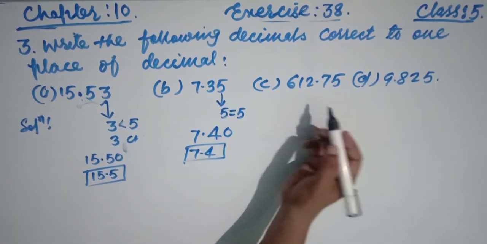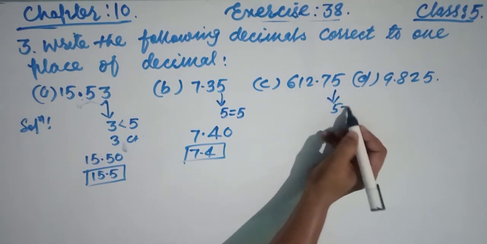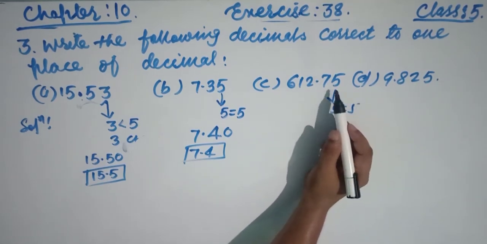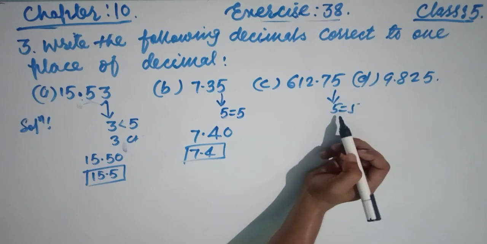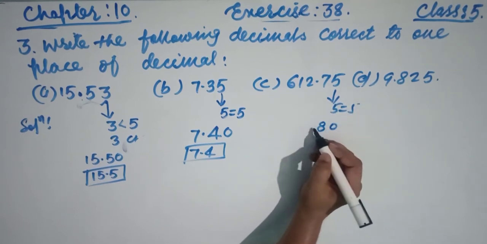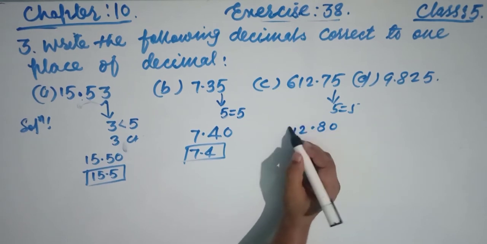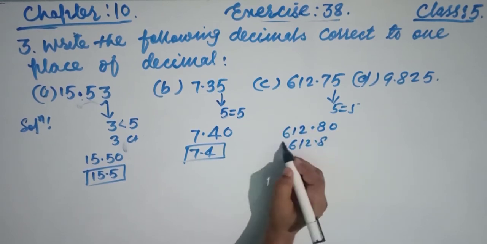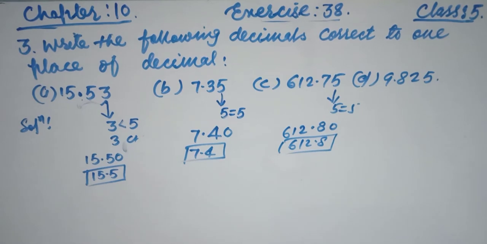Now see the next one, friends. Look at this 5, which is equal to 5, then increase the digit before 5 by 1. So this is 8 and 5 as 0, and now the point, and this is written as it is. So this is the answer. Now see the next question, friends.